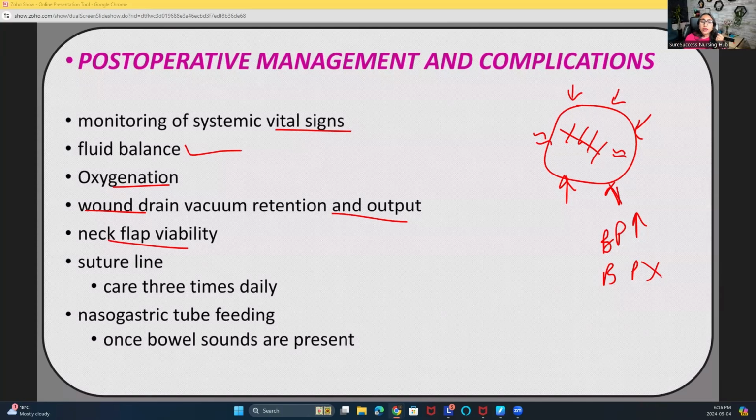Suture line care, make sure of it. NG tube should be provided to them. Start the feeding either orally after the tracheostomy, or after laryngectomy with your NG tube. Make sure the bowel sounds are always present and give them the food. They start with the liquid ones.